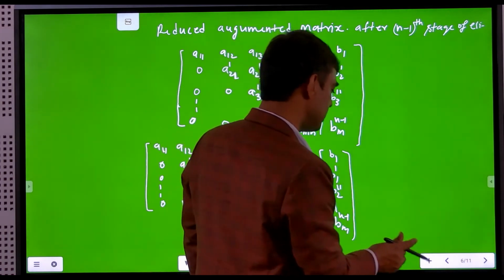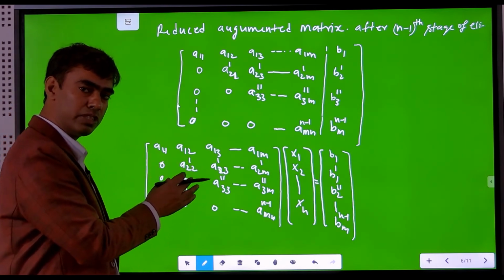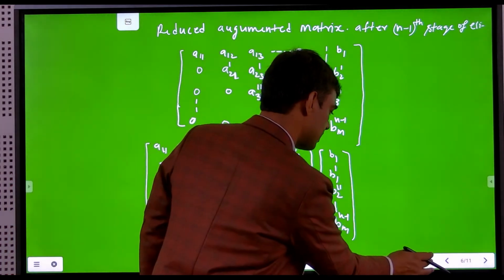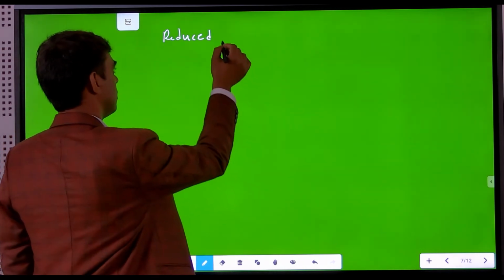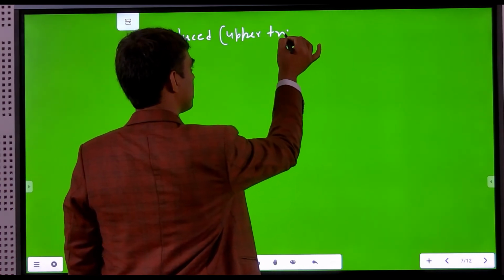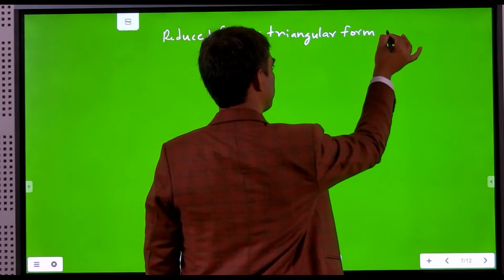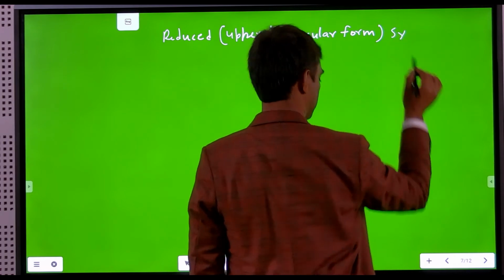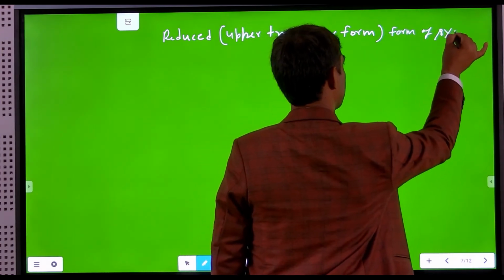Now after this there is a backward substitution. Then what will happen here? If we write the system of linear equations in the reduced matrix form, then what is the system? So reduced means upper triangular form of a matrix, upper triangular form of a system of equations, reduced form of a system of equations.